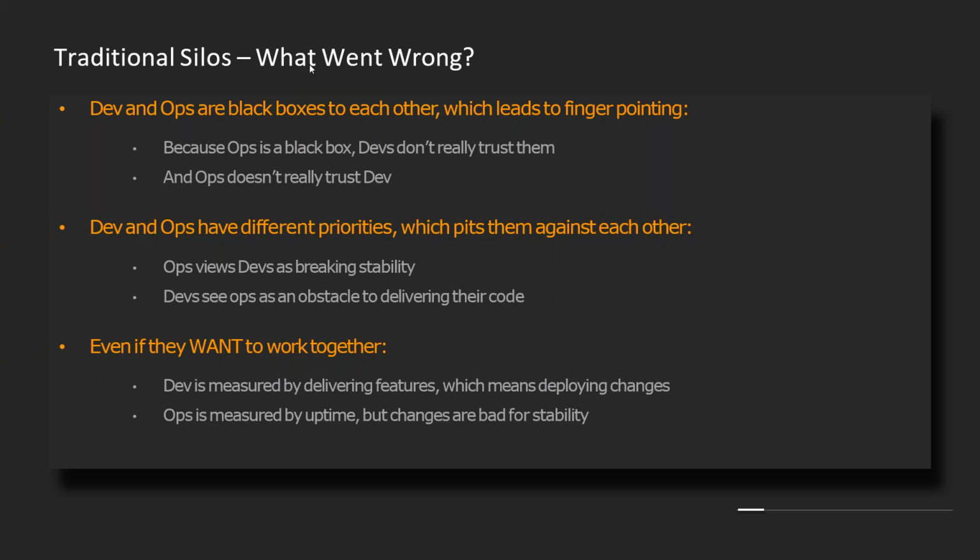That's how things are. And dev and ops have different priorities, which pits them against each other. Ops views devs as breaking stability, and devs see ops as an obstacle to delivering their code. If the operations team updates from an old version to a newer version and it is not working properly, it's on top of ops' head. It's their responsibility to make sure the code and the servers are stable. That's where the blame game starts. Even if you want to work together, dev is measured by delivering features, which means deploying changes, and ops is measured by uptime, but changes are bad for stability.